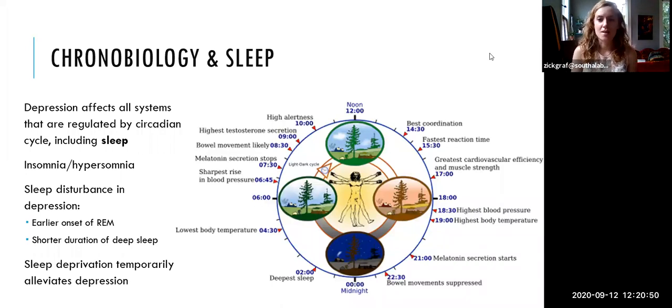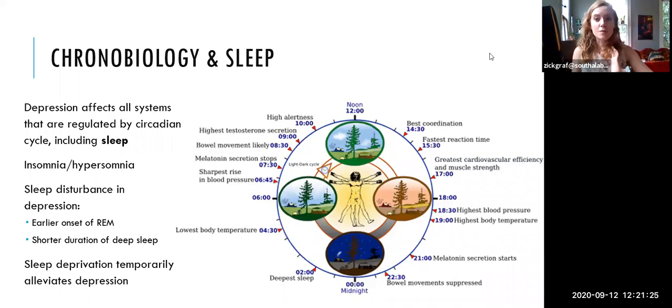What we didn't talk about last time is that although sleeping too much or sleeping not enough are both symptoms of major depressive disorder, and sleep is really closely tied to seasonal affective disorder, even in individuals who don't experience insomnia or hypersomnia, there are sleep disturbances associated with depression. So people who are depressed experience earlier onset of REM sleep. REM stands for rapid eye movement, and it's the stage of sleep where people dream. So we're not totally sure why this happens. It could have something to do with changes in the quality of sleep.